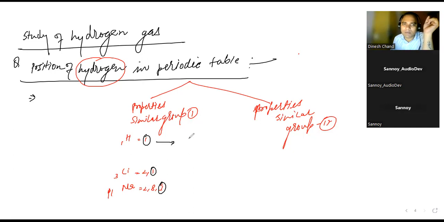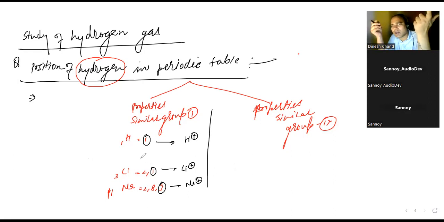Another thing, it forms a monovalent, unipositive ion. It forms H plus, just as sodium forms Na plus. So this is one thing we can keep it with the metals. But the problem is that other than hydrogen, all are metals. How can you keep a non-metal there?